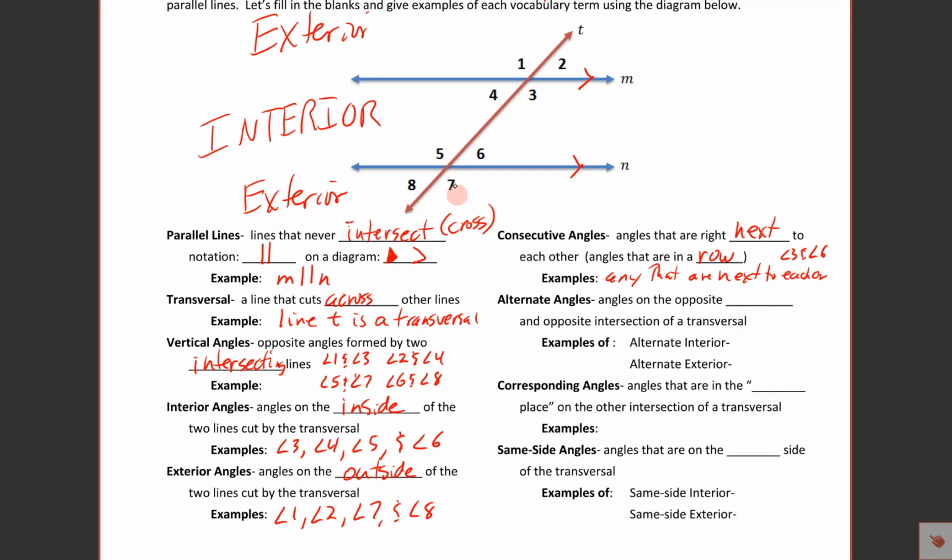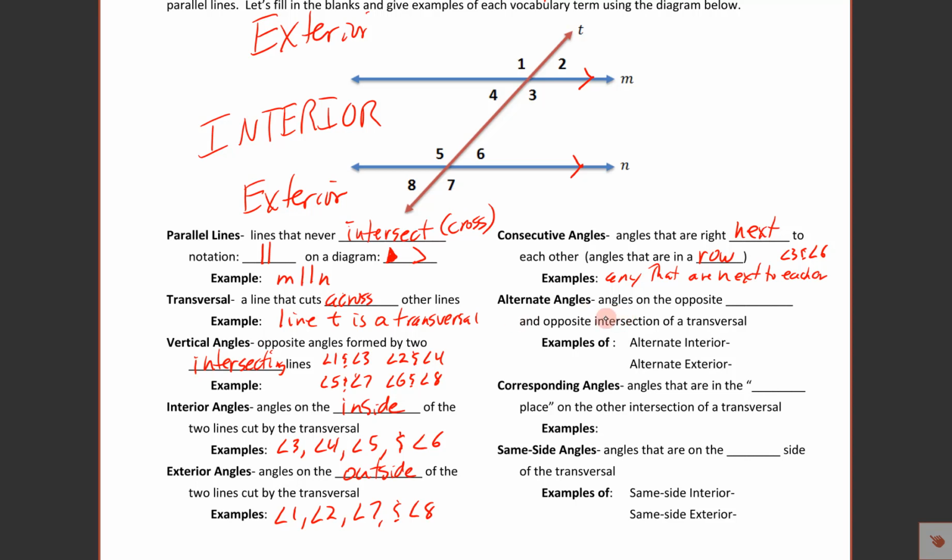What about angle 5 and angle 7? Are those next to each other? They kind of have to share a side right here, or they have to be right in a row. Okay, so these are right next to each other. These are across a line from each other, so that's why they're not consecutive.